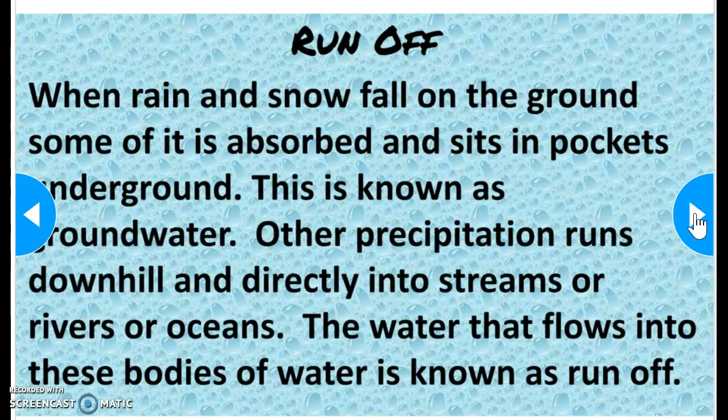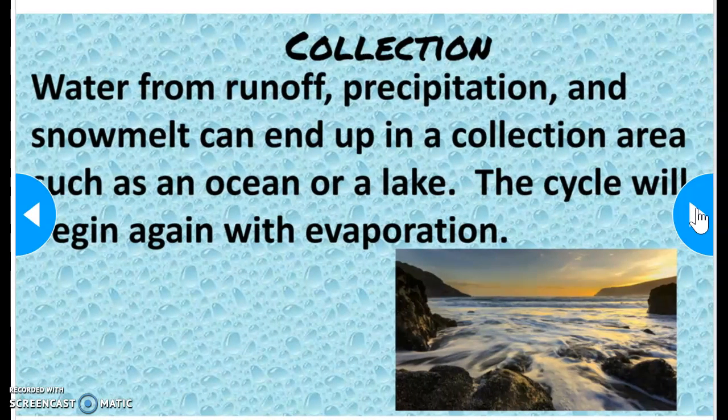And then we talked about runoff, and that's when rain and snow fall to the ground, and some of it is absorbed and sits in pockets underground, and this is known as groundwater. And other precipitation can run downhill and directly into streams, rivers, or oceans. The water that flows into the bodies of water is known as runoff.